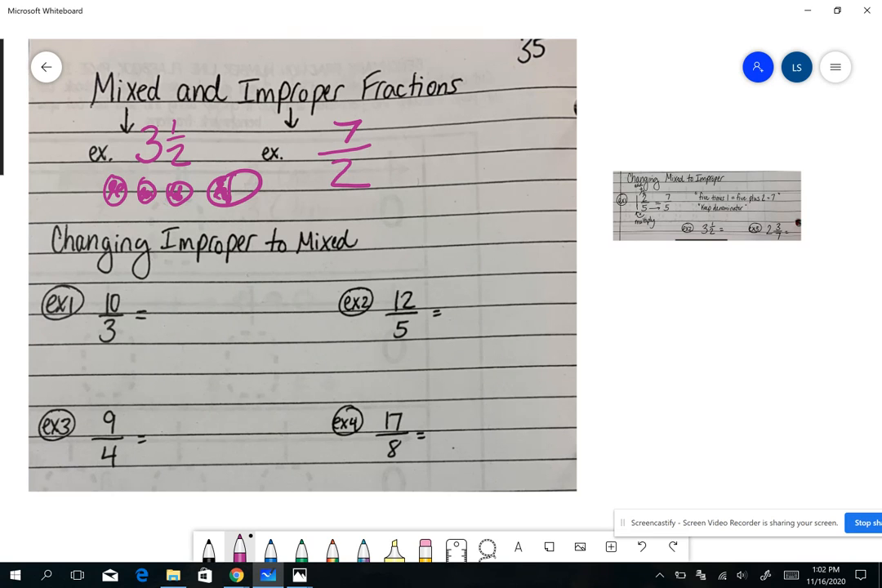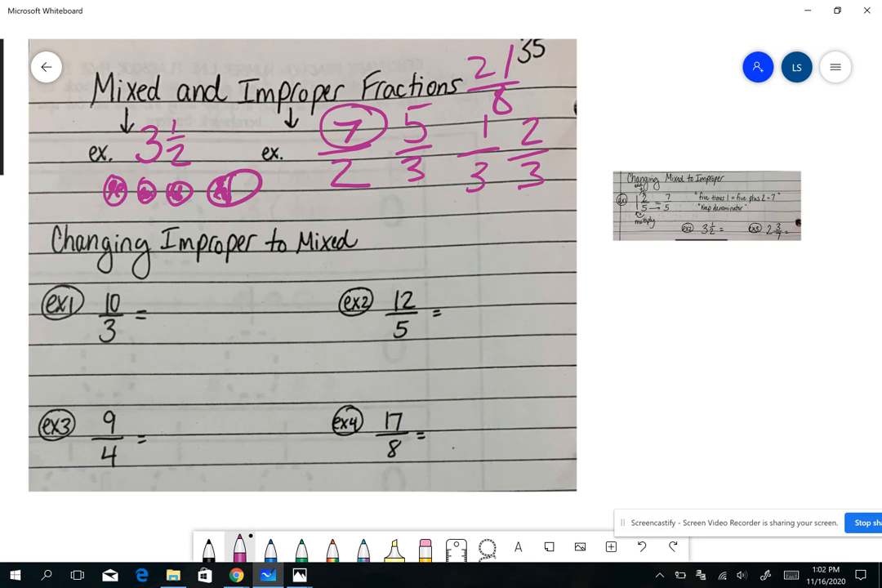So the fractions we looked at yesterday, the top number was always smaller than the bottom number. Now you can see the top number is bigger than the bottom number. So 5/3, 21/8, any of those would be considered improper fractions.